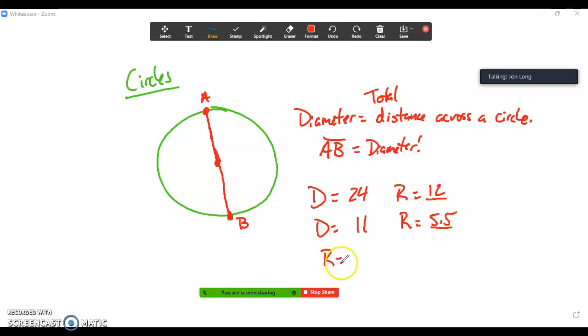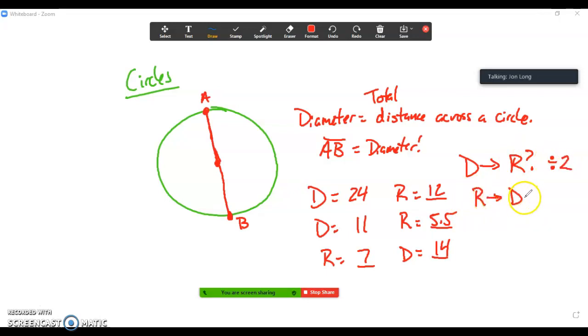This time radius is 7. What's diameter? Did you mess up or did you pay attention? If radius is halfway across a circle, that means the diameter is double that. So how do I go from a diameter to a radius? Divide by 2. How do I go from a radius to a diameter? Multiply by 2. So that's how you convert back and forth between those.